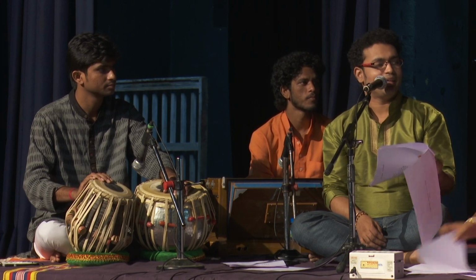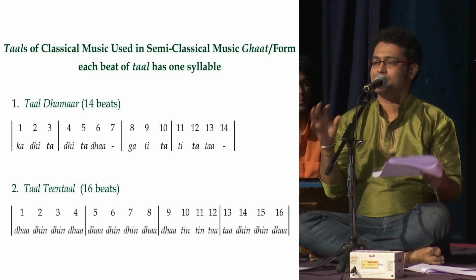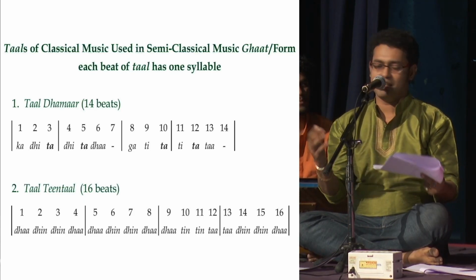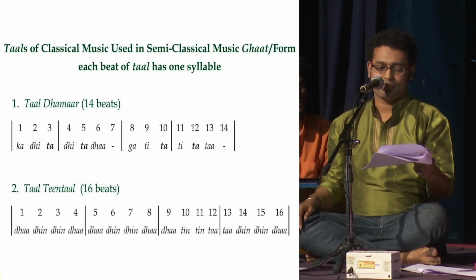After this, we have Dhamar. These are tals of classical music, yet we have used them over here. The composition of Dhamar is connected with the topic of Holi. That's why it is Dhamar, Tal of 14 beats.